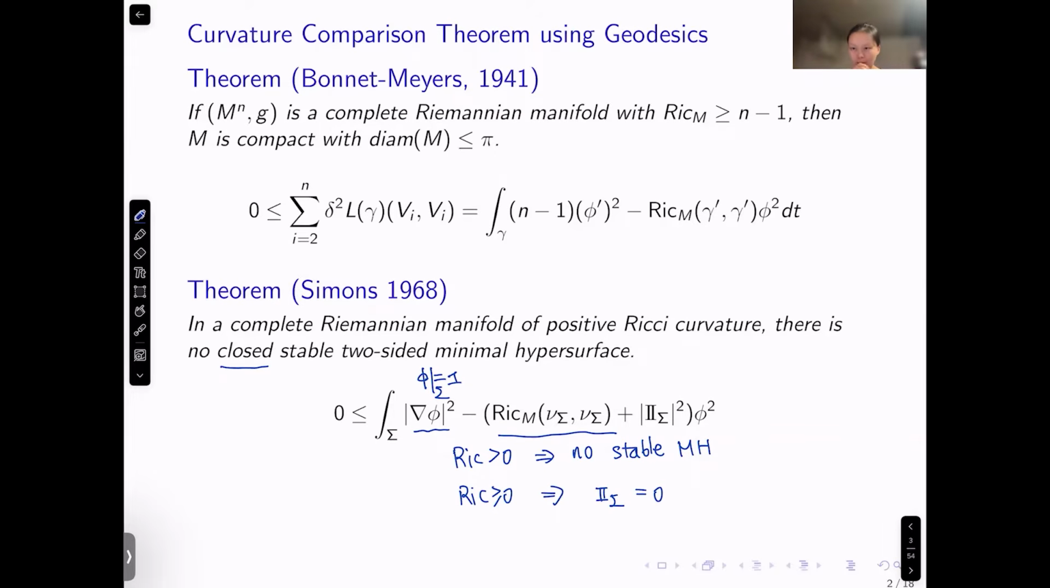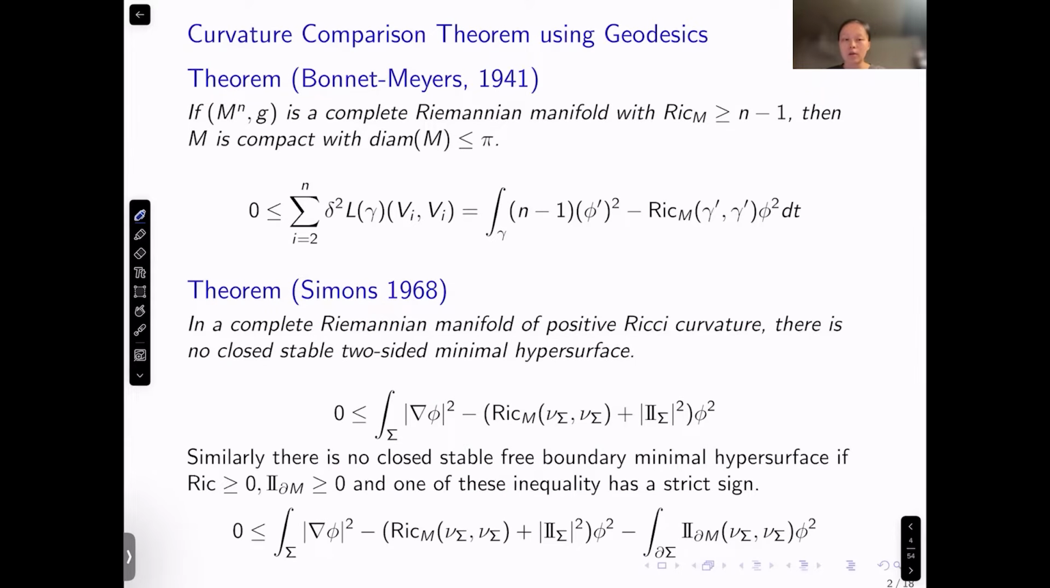And then Schoen and Yau also look at the second variation. Sorry, I'm jumping too much in front. For free boundary minimal hypersurfaces, when you compute the second variation, you also have a boundary term. So now you can look at not only the Ricci curvature, but also the second fundamental form. If one of them has a strict sign, then this also cannot exist.